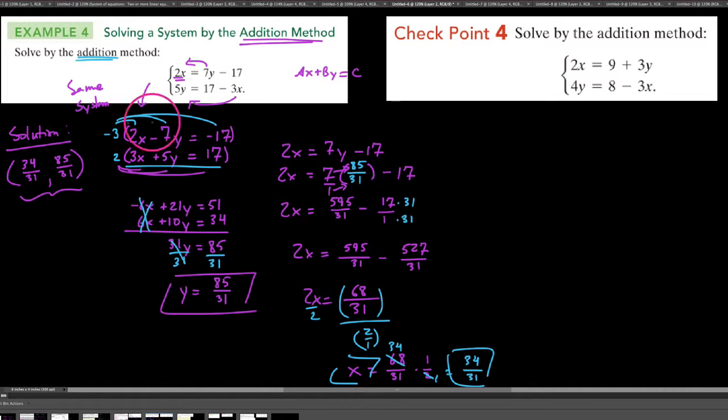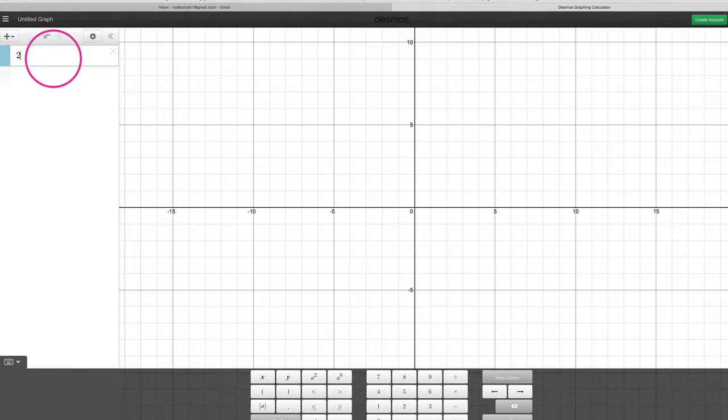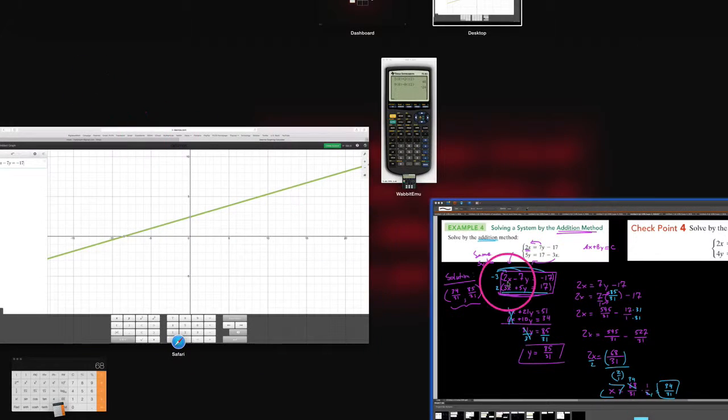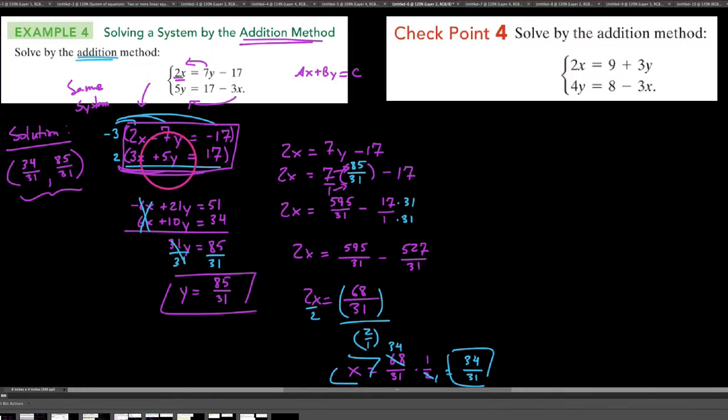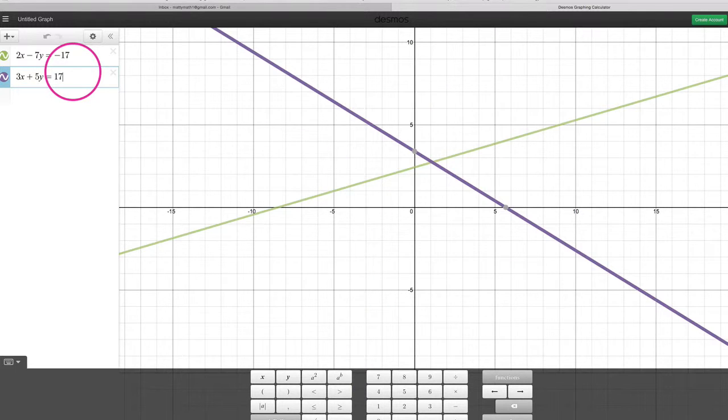I'm really, really curious to see how well we did on this right here. And so I'm going to go back and I'm actually going to graph these standard form equations here. 2x minus 7y equals negative 17. So let's go take a look at it. 2x minus 7y equals negative 17. So we have this equation here. And our other first equation was 3x plus 5y equals 17. So 3x plus 5y equals a positive 17.